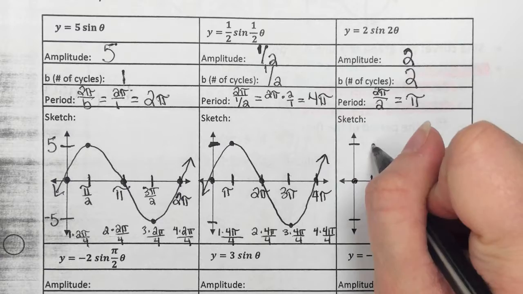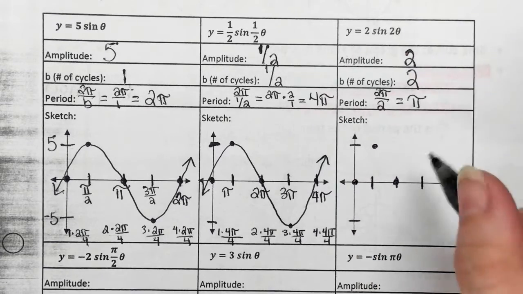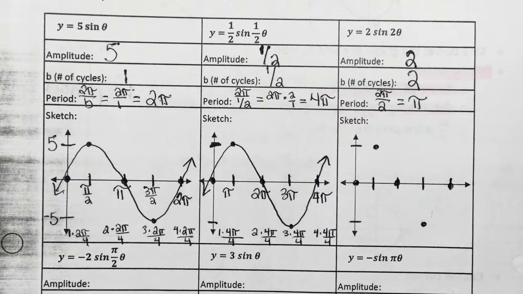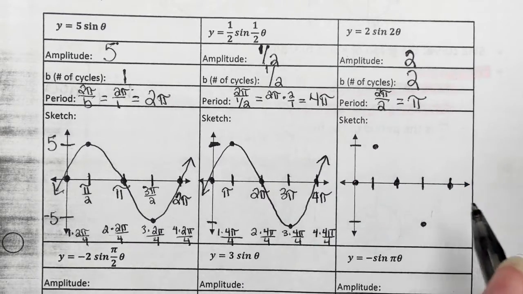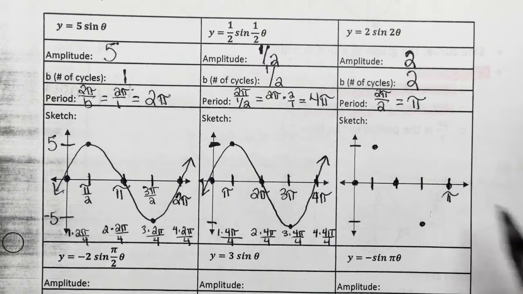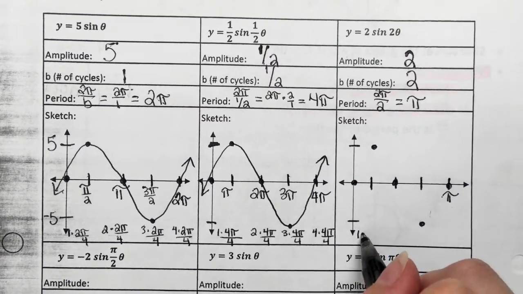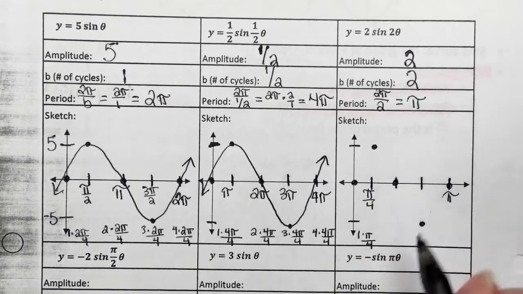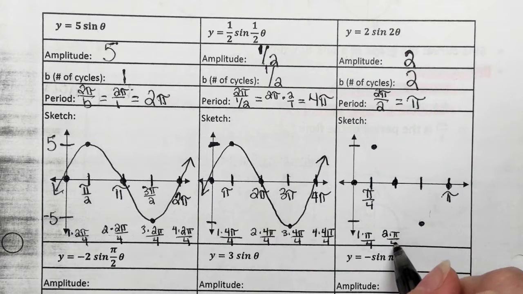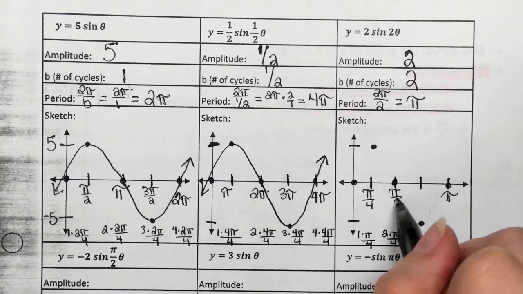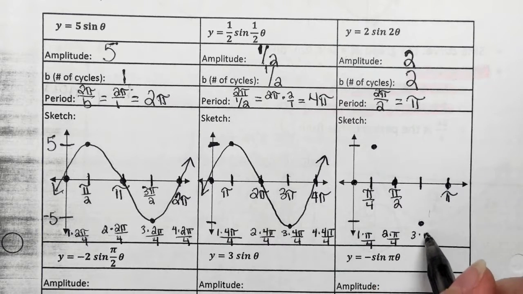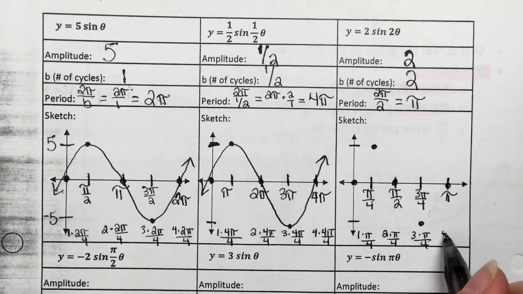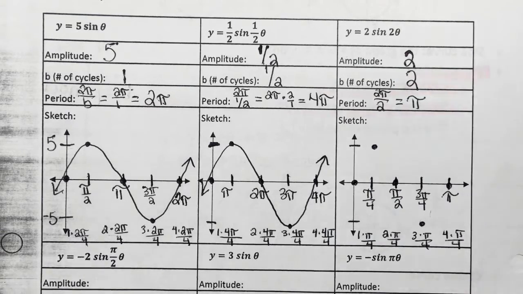Every time it starts at 0, then goes up to your maximum, goes back to 0, goes down to your minimum, and back to 0. So our period is pi. And how do we get the first one? We do 1 times pi divided by 4, which is just pi over 4. Then 2 times pi divided by 4, which is pi over 2. Then 3 times pi divided by 4, which is 3/4 pi. And if you want to check the last one, 4 times pi divided by 4 is pi.